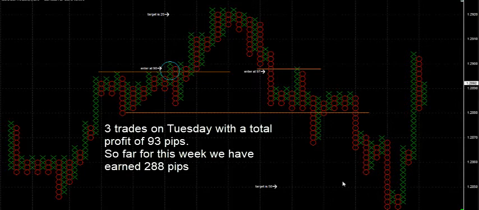So I wanted to give you a quick update on some of the trades that we've executed using the wave counting method, key support and resistance levels, and using my point and figure techniques. So we had a total of 3 trades. The first one paid 20 pips, the second one paid 34 pips, and then the final trade paid 39 pips. Let me walk you through a couple of them, though.